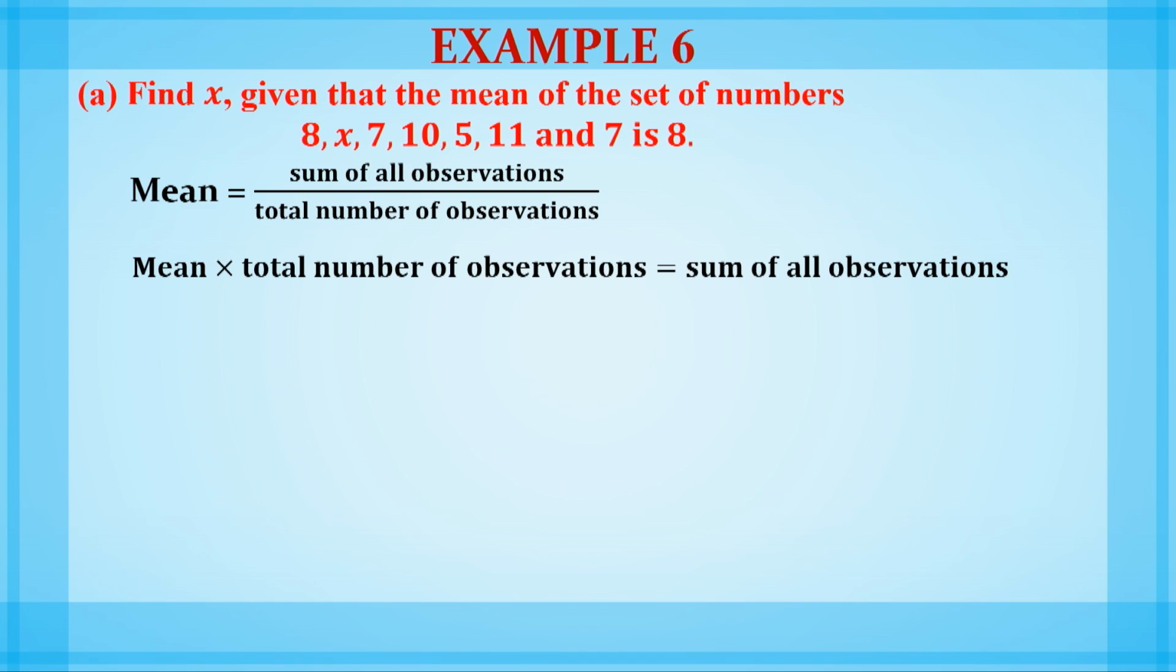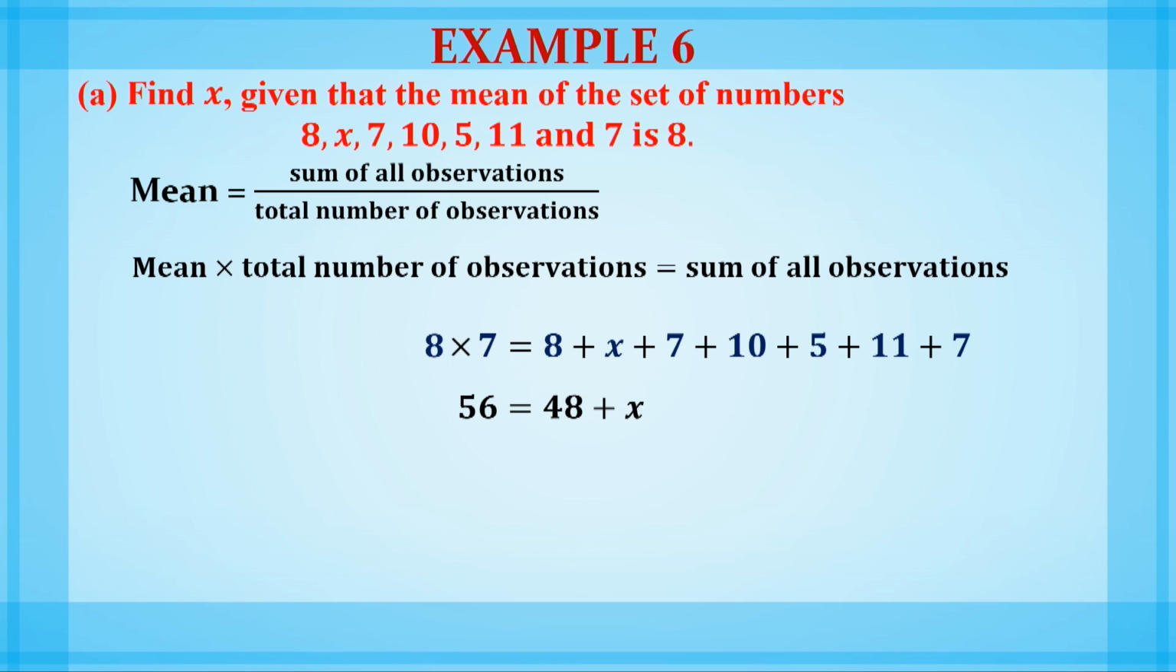Here, we are given the mean is 8. We multiply it by the total number of observations, which is 7. This is equal to sum of all observations. Now, we obtain 56 is equal to 48 plus x. Taking the additive inverse of 48 on both sides, we obtain 8 is equal to x. Therefore, x is equal to 8.